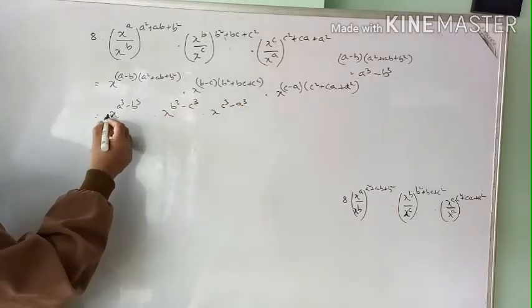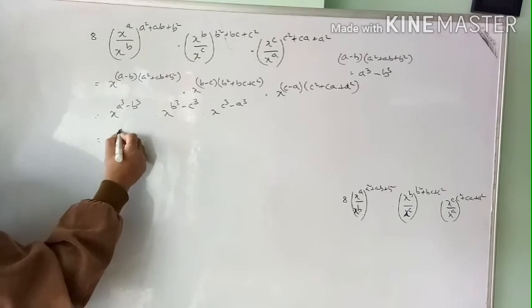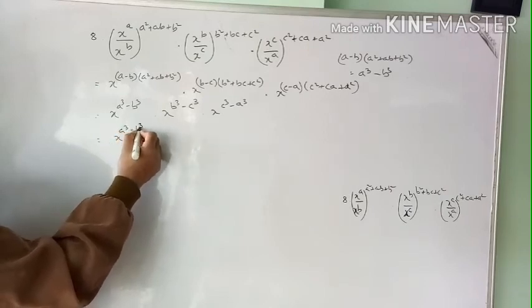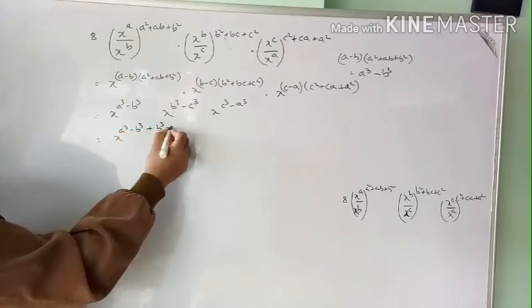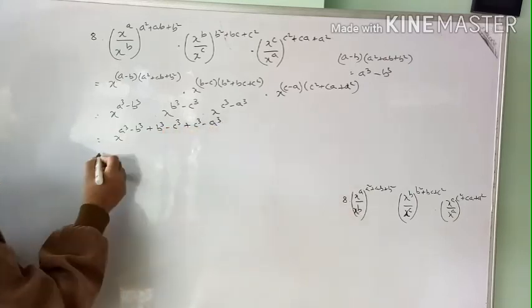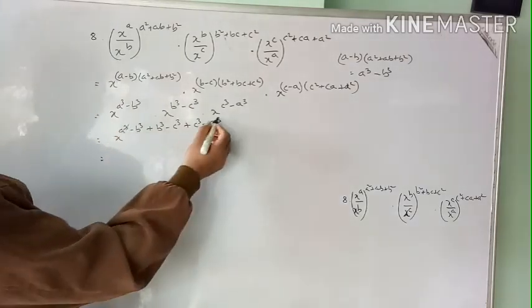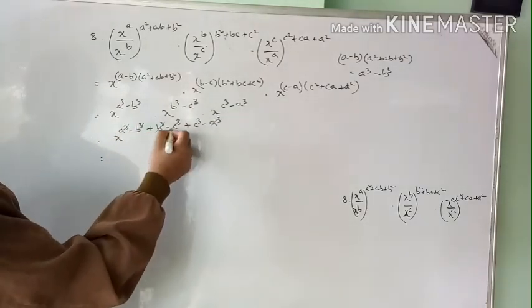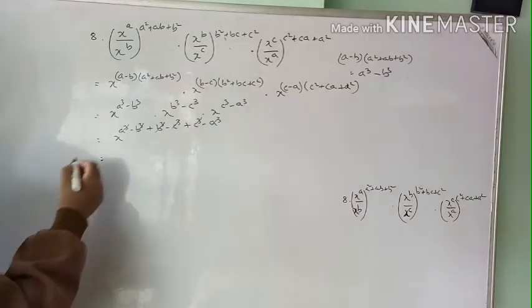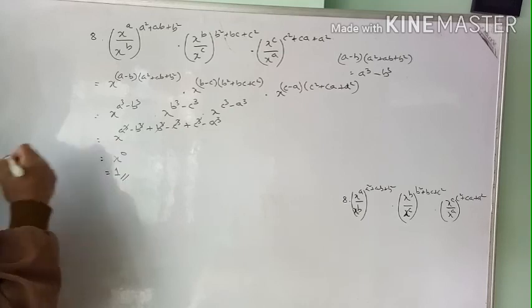Now when you multiply these three, their exponents are added. So x to the power a cube minus b cube plus b cube minus c cube plus c cube minus a cube. When you multiply, all exponents are added. Here a cube plus and minus get cancelled, b cube plus and minus cancelled, c cube also minus plus cancelled. So you get x to the power 0, and the answer is again 1.